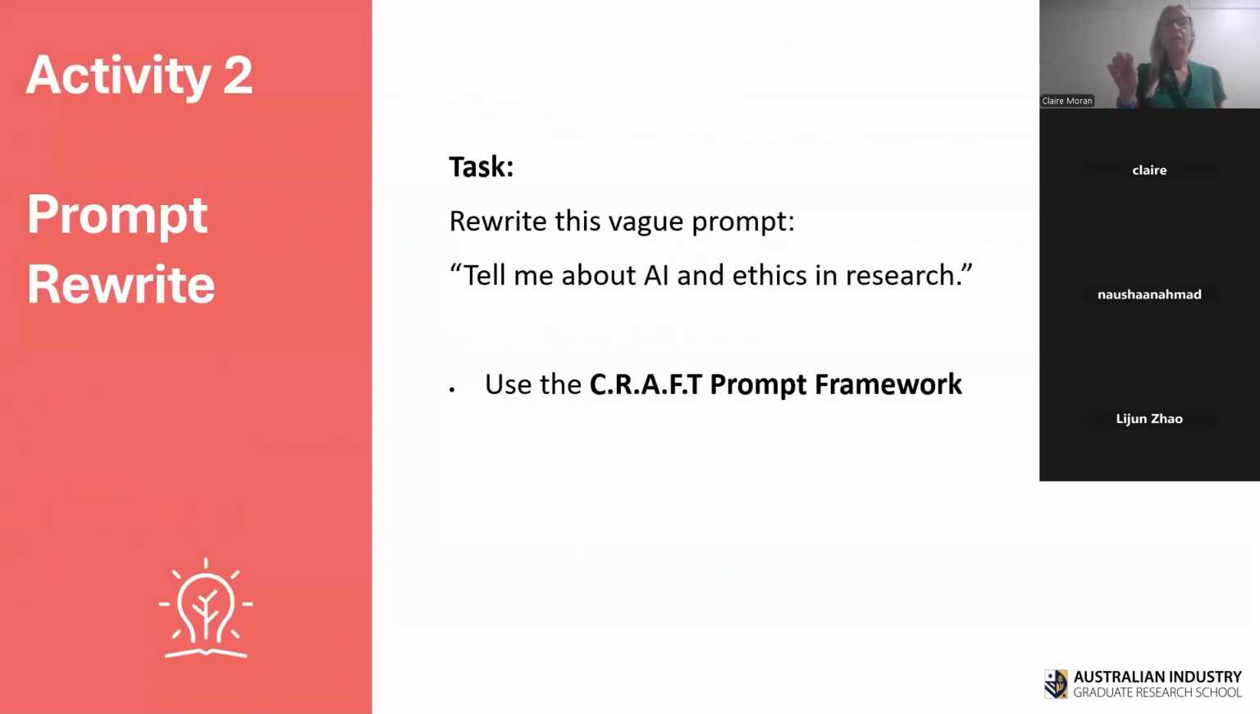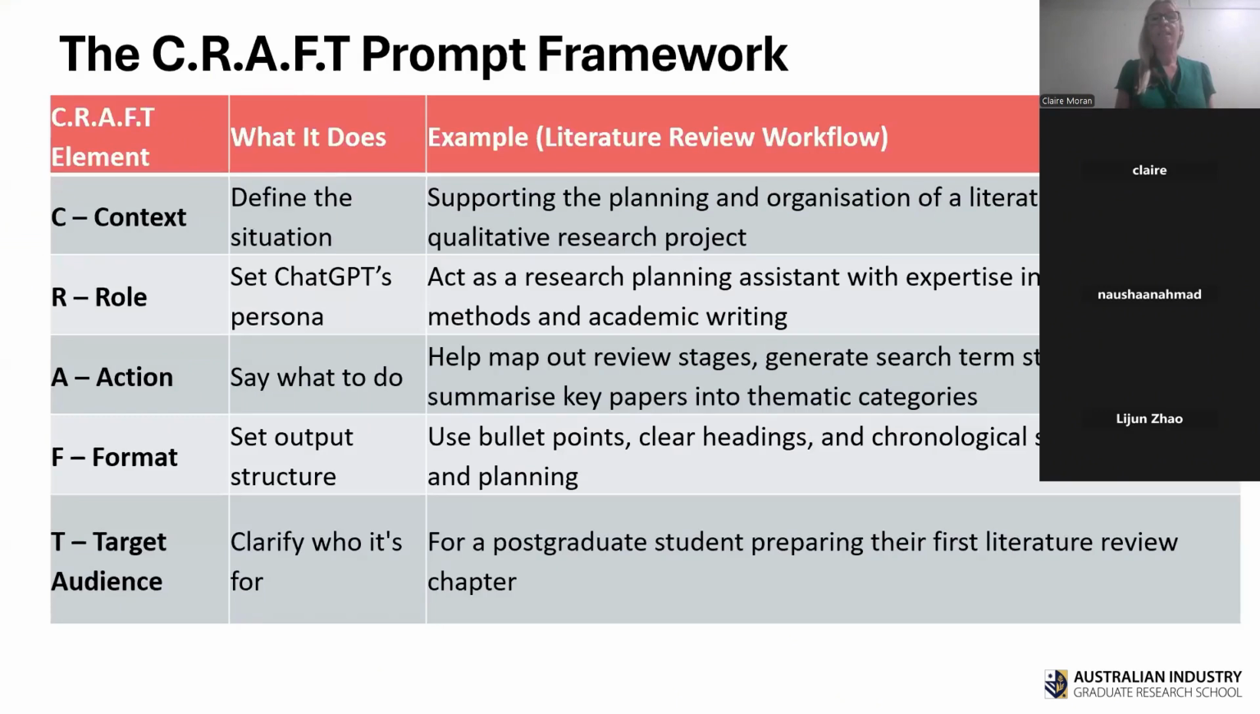What I'd like you to do is rewrite this vague prompt. So the prompt is, tell me about AI and ethics in research. Using this prompt framework. I know you have a copy of the slides, just in case, because I'm going to pop you back in your breakout rooms for a couple of minutes to give you an opportunity to have a go at this together. So I'll put that slide back up. If people want to take a photograph of this slide, that can be quite useful. It definitely doesn't need to be a 100 words.